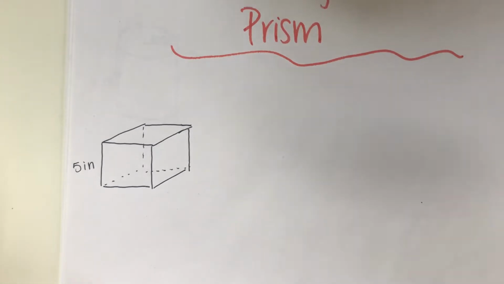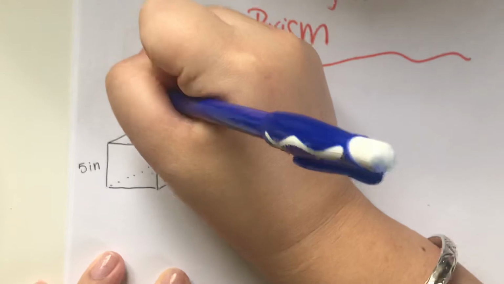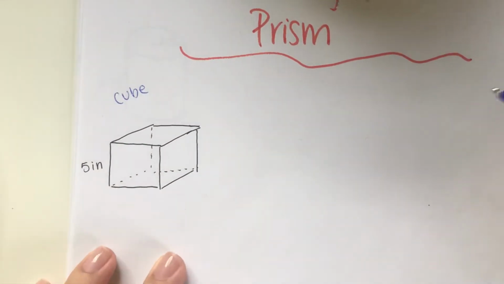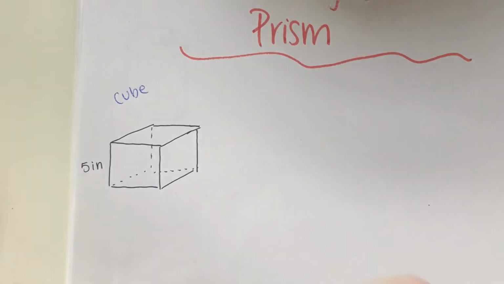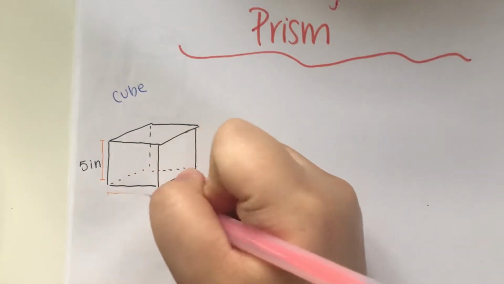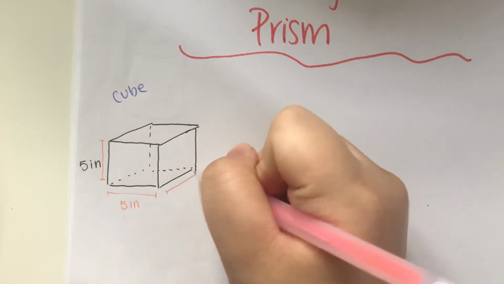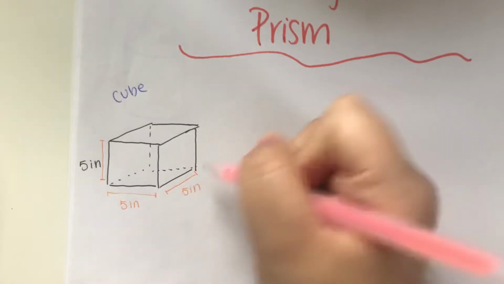Now, this is a cube, right? So I'm going to write cube. Cube representing all sides are equal. So that means if this side is 5 inches, that means this is also 5 inches. And this is also 5 inches.